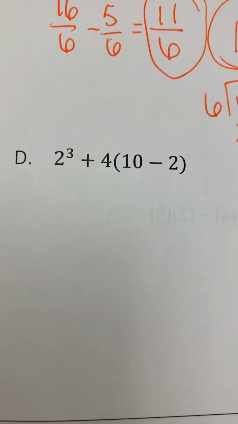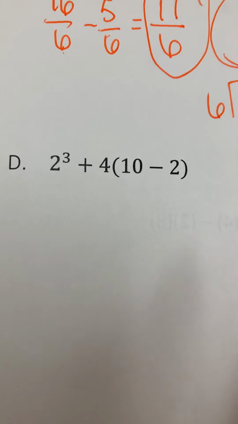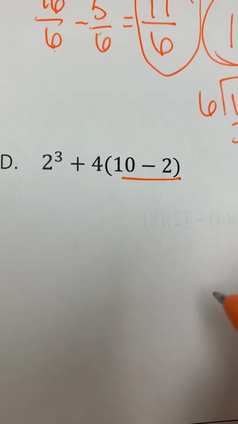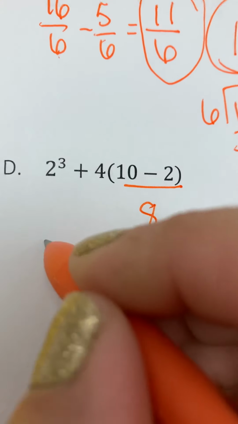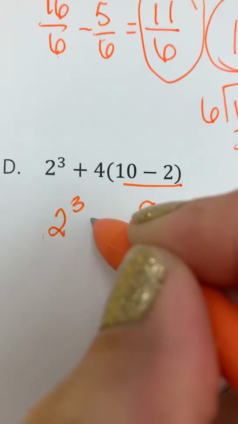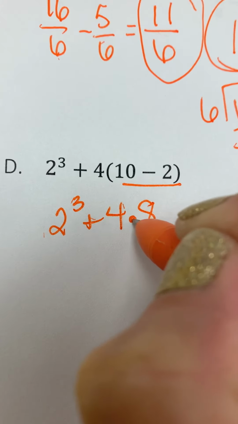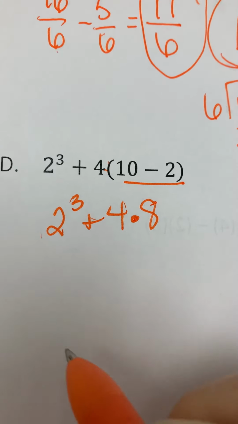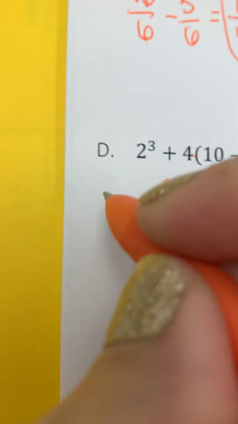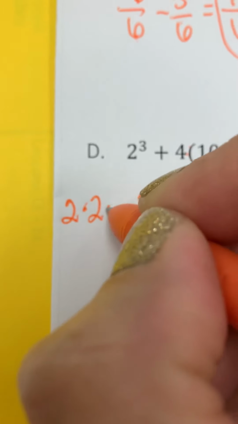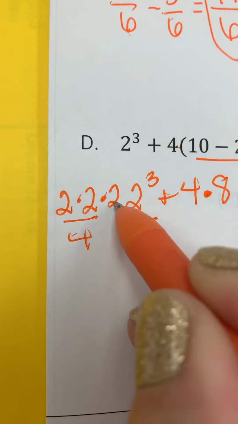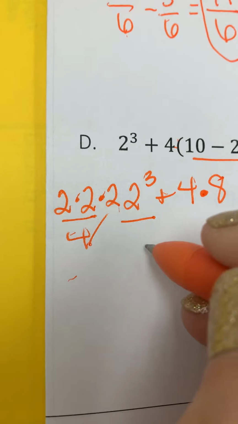So our last problem today is order of operations. And again, we have something to do inside the parentheses today, so we do that first. 10 take away 2 is 8. Okay, so then I have 2 cubed plus 4 times 8. Because remember, that number next to a parenthesis means to multiply. So now I need to do exponents. 2 cubed, remember, it means 2 times 2 times 2. Okay, so 2 times 2 is 4, times 2 is 8.